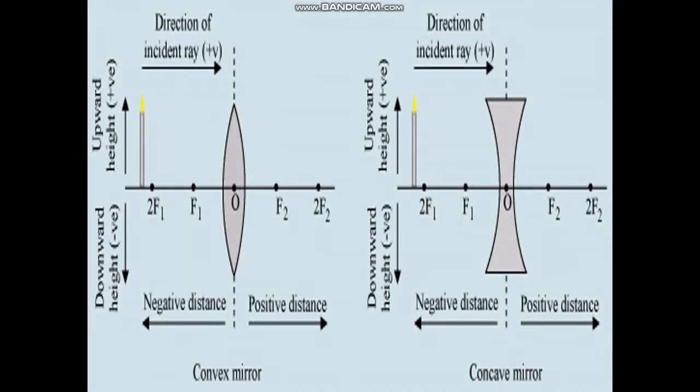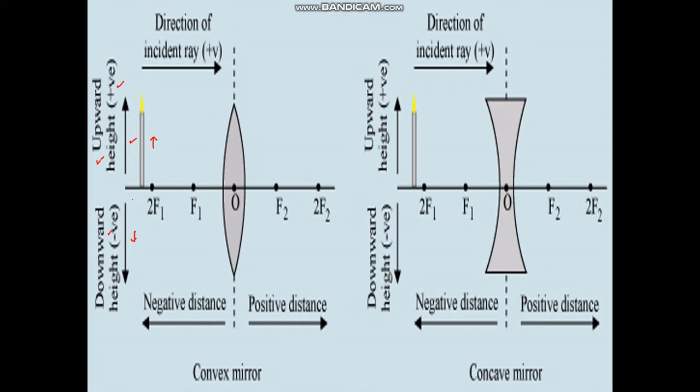Now here you will get a clearer view of what we discussed. Now see, this is an object. So this is measured above the principal axis. That means the height of the object will always be taken as positive. This is, let's say, an image being formed. Then this is measured below the principal axis. That means it will be taken as negative.